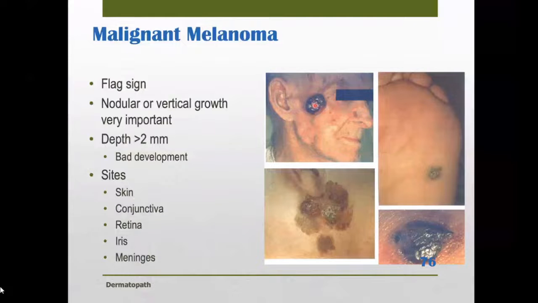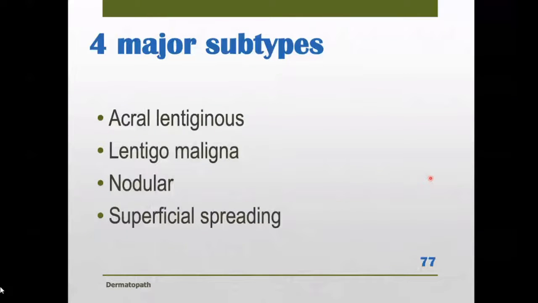But this is destroying, as you see. Here we have another one. Here we have it on the sole or the foot. So the four major subtypes, they are acrolentiginous. Acro is anything related to the extremities: fingers, hands, foot, toes. It will be called acrolentiginous.